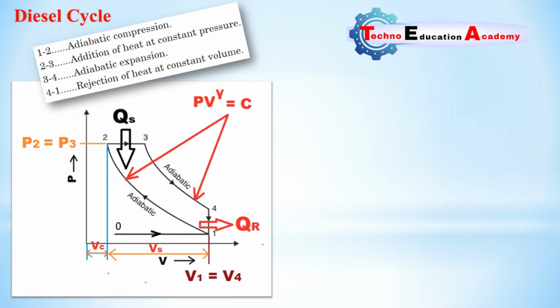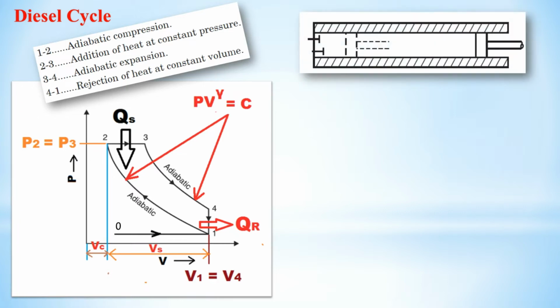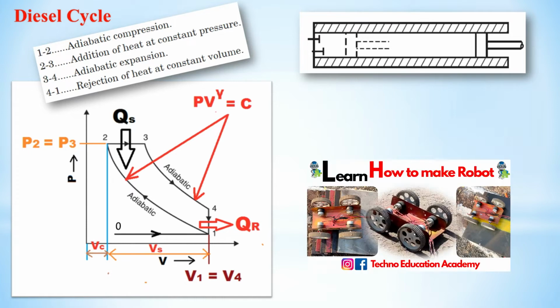The second assumption is that specific heat does not change with respect to temperature, but actually it is a function of temperature. Okay, so let us start with the PV diagram. We are trying to understand each and every process. Then we will derive the air standard efficiency for the diesel cycle.